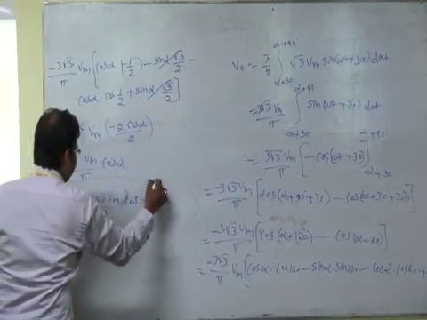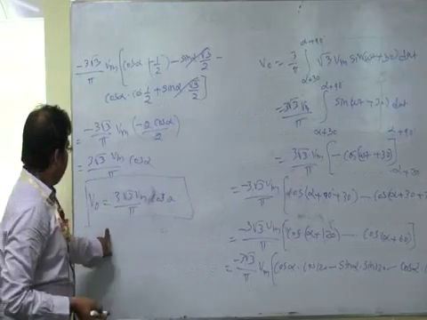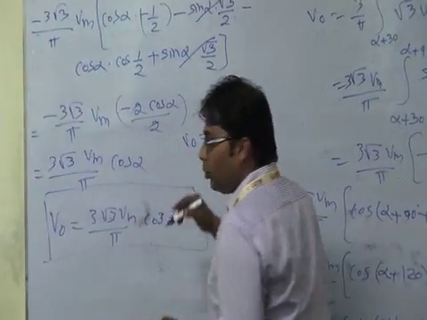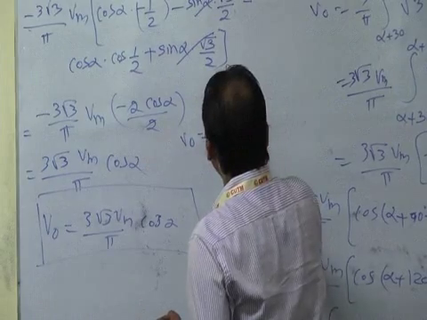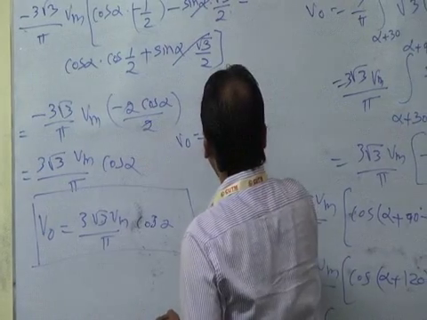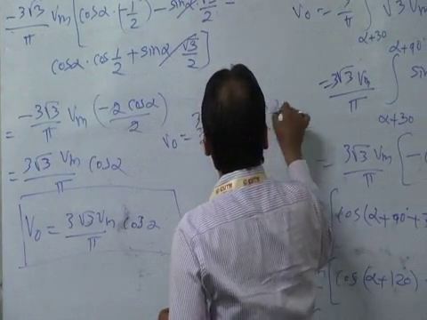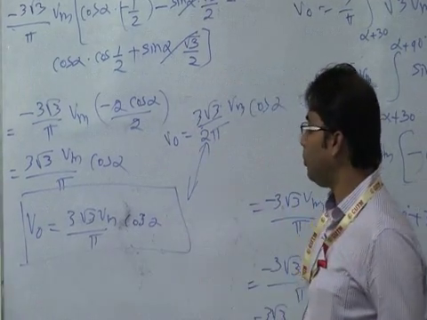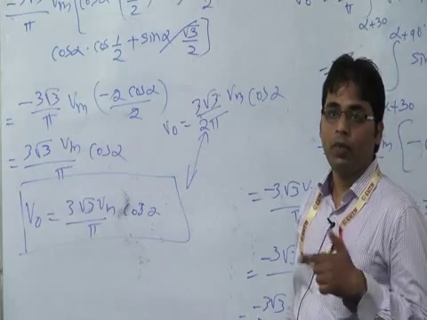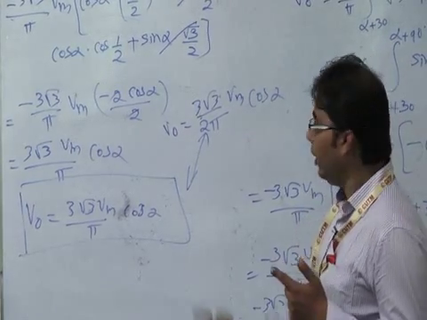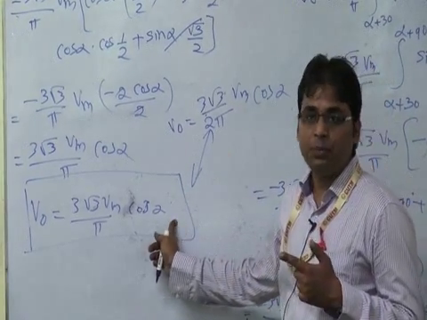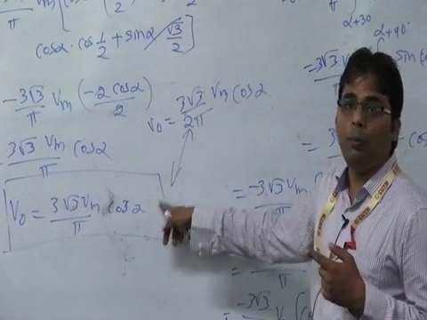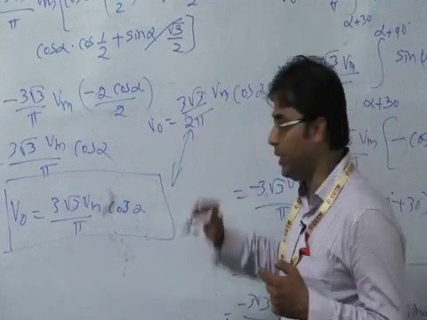So we can see, in case of 3 pulse rectifier, the output voltage was 3 root 3 Vm by 2 pi cos alpha. So just compare these two. Here my output voltage is doubled in case of 6 pulse rectifier. In case of 3 pulse rectifier, it is half of 6 pulse rectifier.